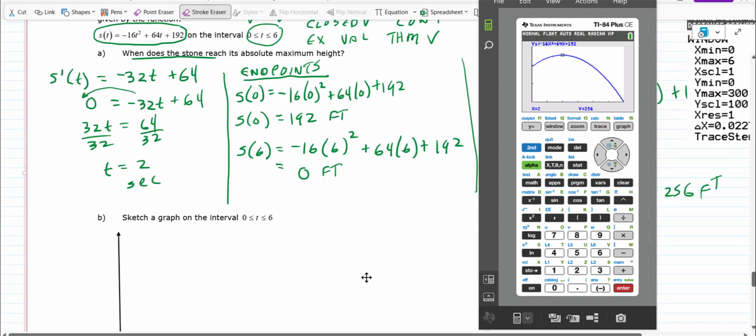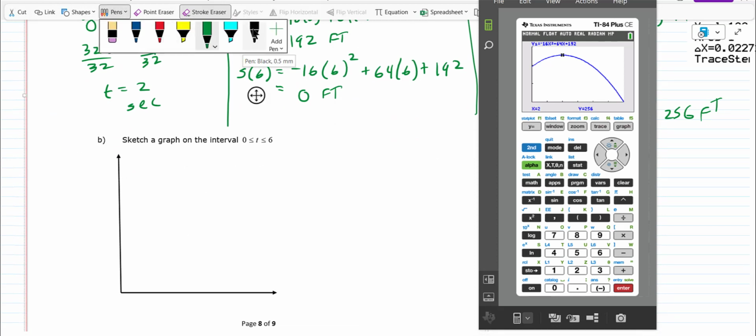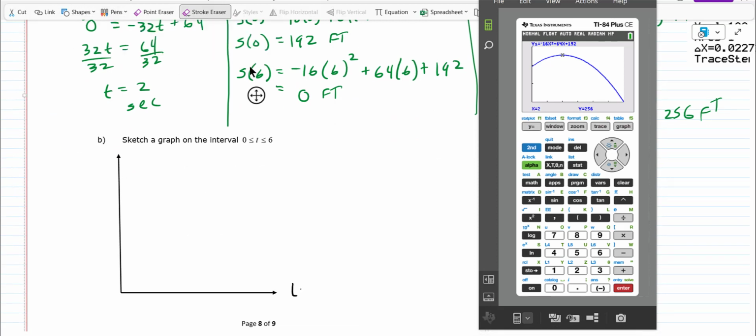Now as far as sketching a graph, all you really need to do is label your axes. This is really a t-axis. So we'll go 1, 2, 3, 4, 5, 6. It's okay if you just label that last one, and then you know that the rest of them are worth 1. And then we did, I think, 100 feet, and then 200 feet, and so forth.